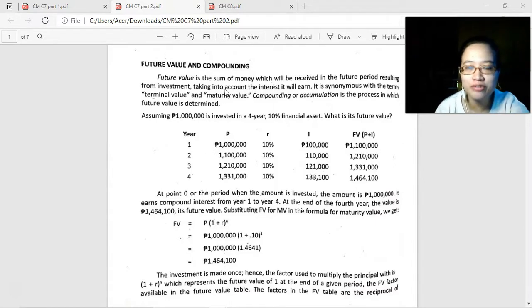Kaya siya tinawag na future value, kasi ito yung magiging amount niya in the future, taking into account the interest it will earn. So it is synonymous with the terms terminal value or maturity value. Compounding or accumulation is the process in which future value is determined.